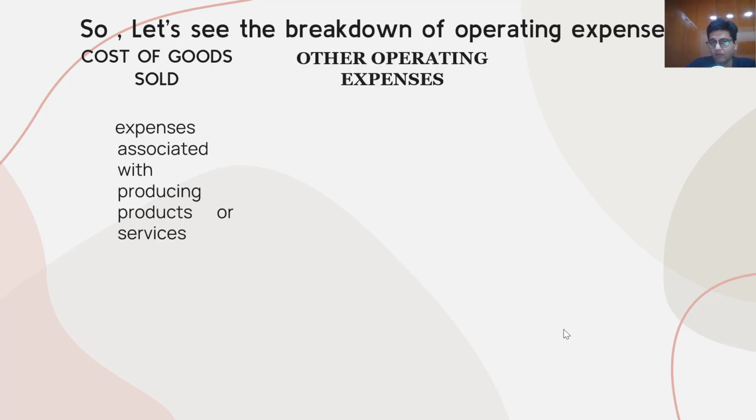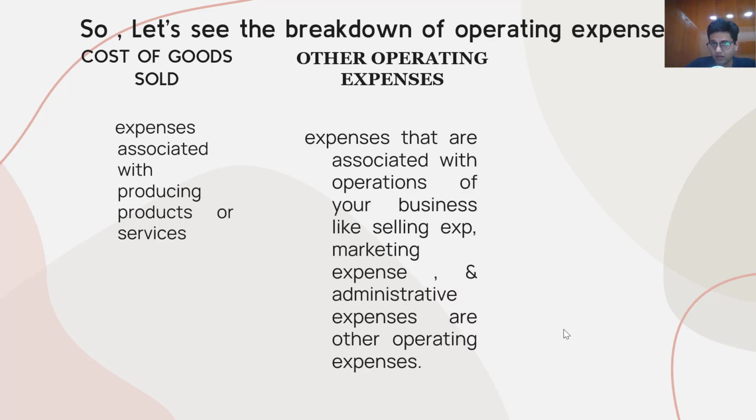The second one was your other operating expenses. Expenses that are associated with operations of your business, like your selling expenses, your marketing expenses, your general expenses of running, let's say, your office, your administrative expenses, salary of your staff. These are your other operating expenses.